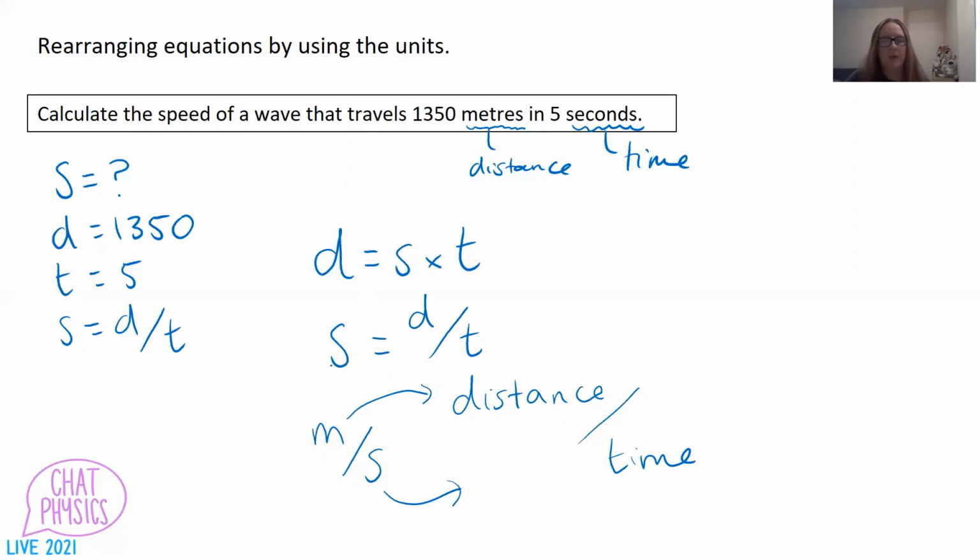So all I've done there is identified the units that are appropriate for speed and pulled out the quantities relevant to that by using the units with the quantities I'm familiar with. Meters is distance, seconds is time, so meters per second must have come from distance divided by time. So back over here, we still don't know S, we have 1,350 over 5. And just to finish that off, I guess that is 270. We're calculating speed, meters per second.